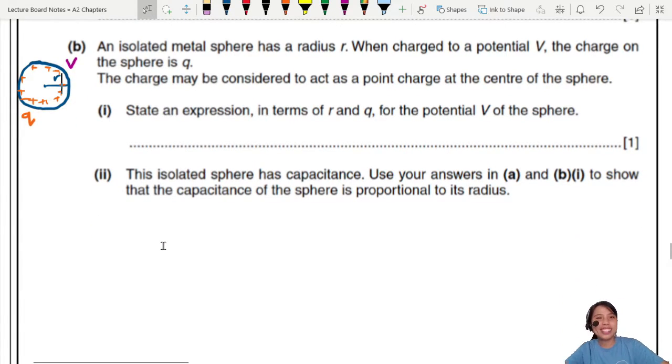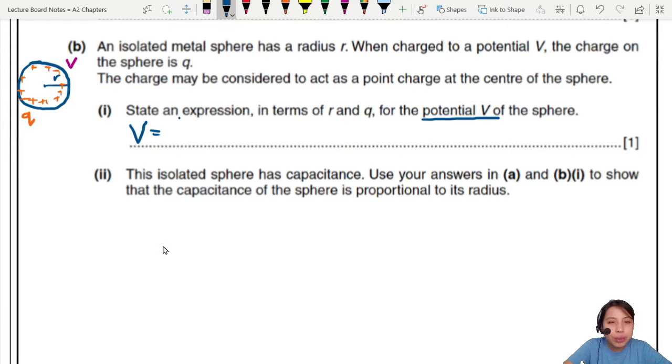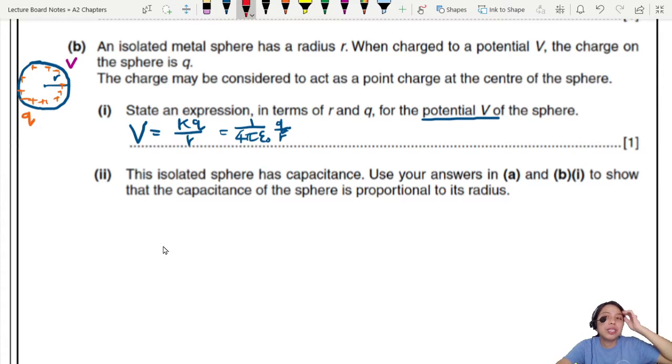This is like an electric field kind of question. State an expression for the potential of the sphere. So it's kind of a bonus. You can remember your electric field: kQ over r. But maybe don't use k. You write the full one, 1 over 4 pi epsilon naught, times Q over r. So this is the expression for the potential of the sphere. This expression is just a B1 mark.